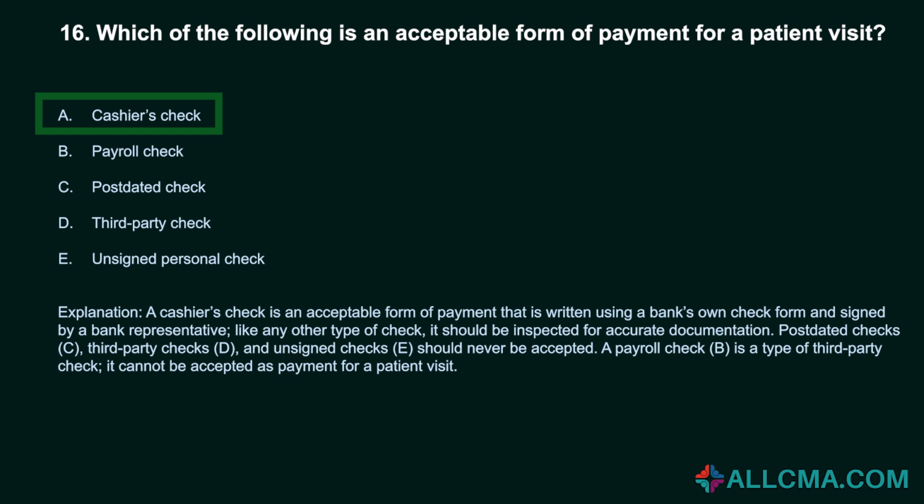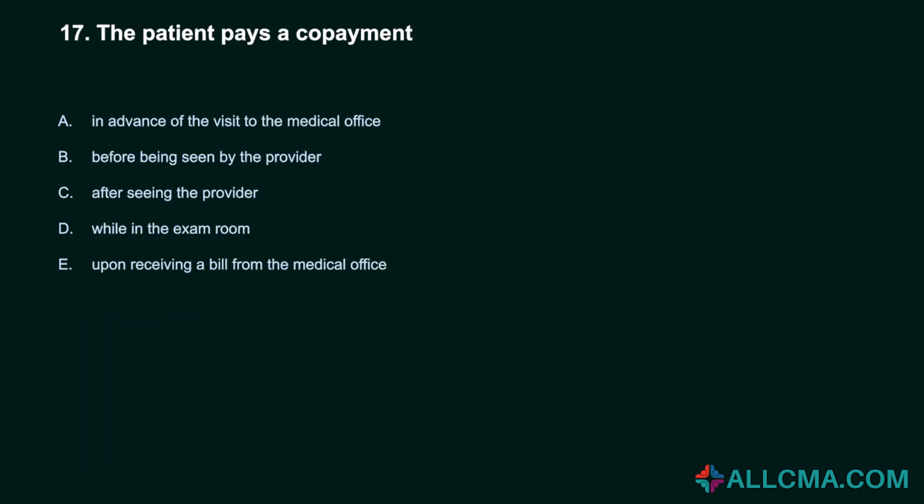A cashier's check is an acceptable form of payment that is written using a bank's own check form and signed by a bank representative. Like any other type of check, it should be inspected for accurate documentation. Post-dated checks, C, third-party checks, D, and unsigned checks, E, should never be accepted. A payroll check, B, is a type of third-party check. It cannot be accepted as payment for a patient visit.